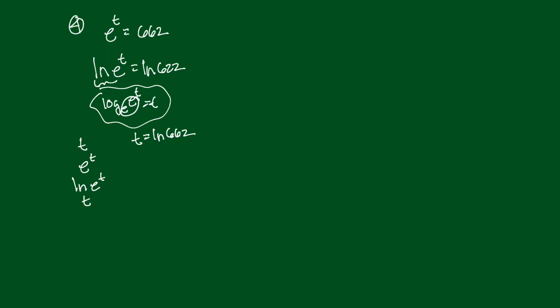Press the second key. Then press the log key. And right above the log key is ln. That's why we're pressing second. You get a parentheses and type in 662 and close. And when I do that, I am getting that t is equal to 6.49526.